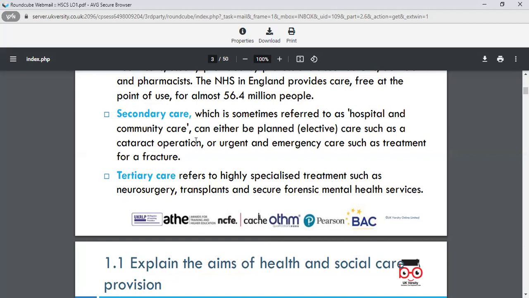But a cataract surgery can go wrong. There could be an internal bleed sometimes as a complication, and that would then become an emergency or an urgent situation. So secondary care deals with that. And tertiary refers to highly specialized treatment like neurosurgery, transplants, secure forensic mental health services. These services, more or less, which exist in England, exist throughout the world also.